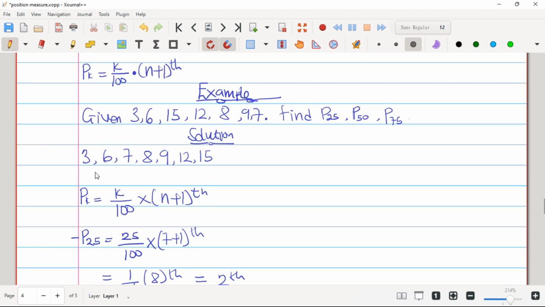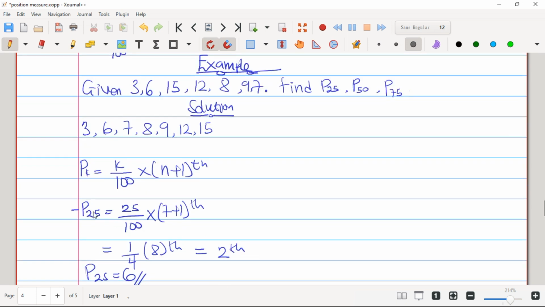First, all that you have to do is to arrange them in order. When you arrange it in order, you write your formula here. And the first question is asking us to calculate P subscript 25. So P subscript 25 here is equal to, we see our K here is 25. Everywhere we see K, you are going to replace it by 25. So you are going to have 25 divided by 100 times n plus 1. But we know that we have to count our number of observations to replace n.